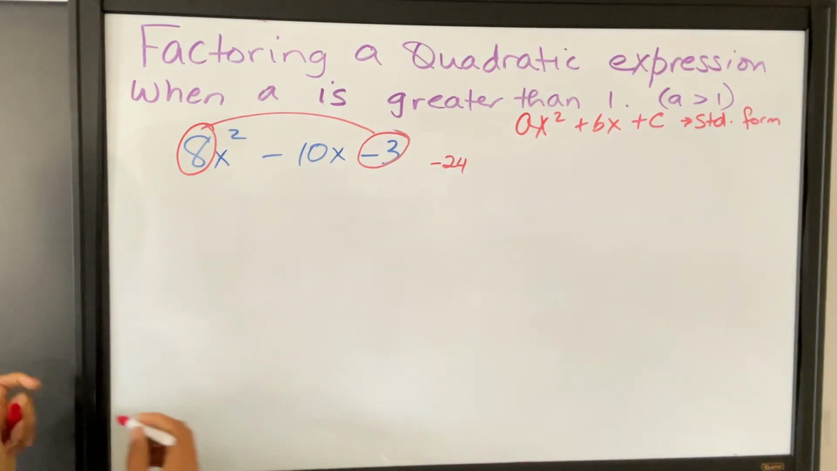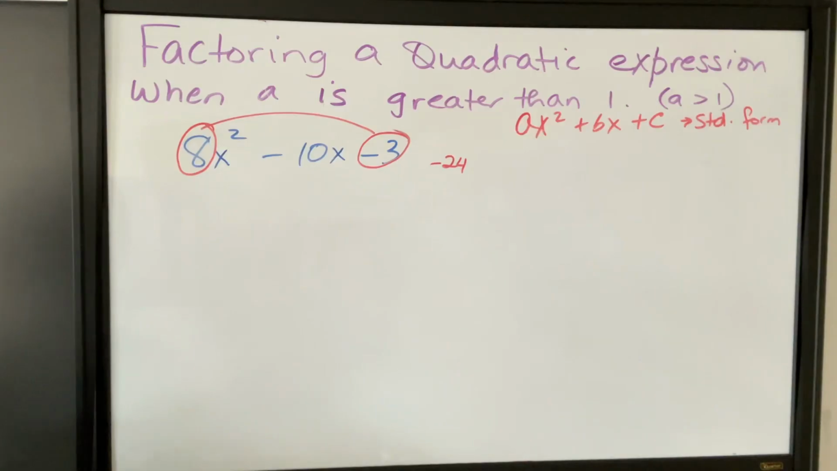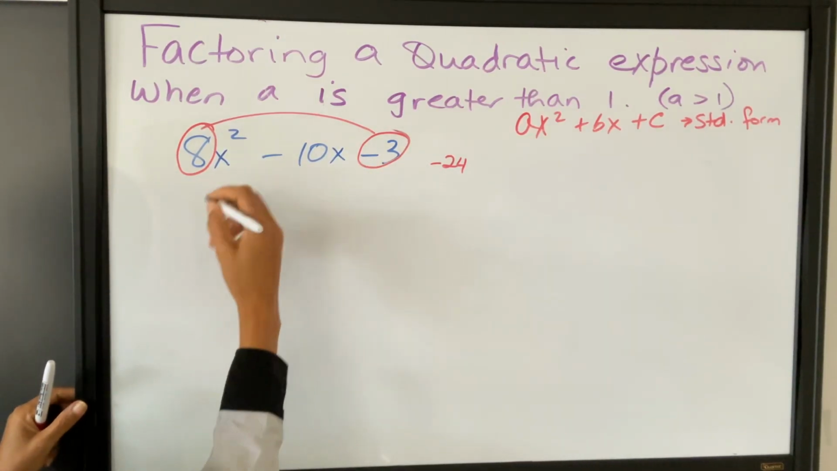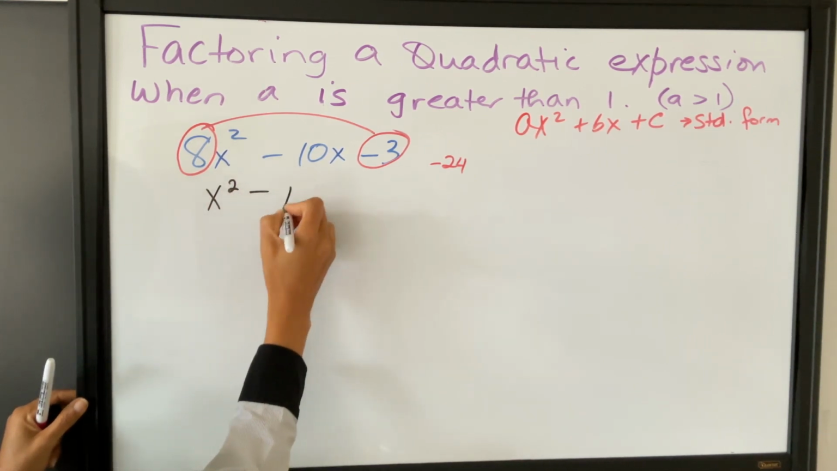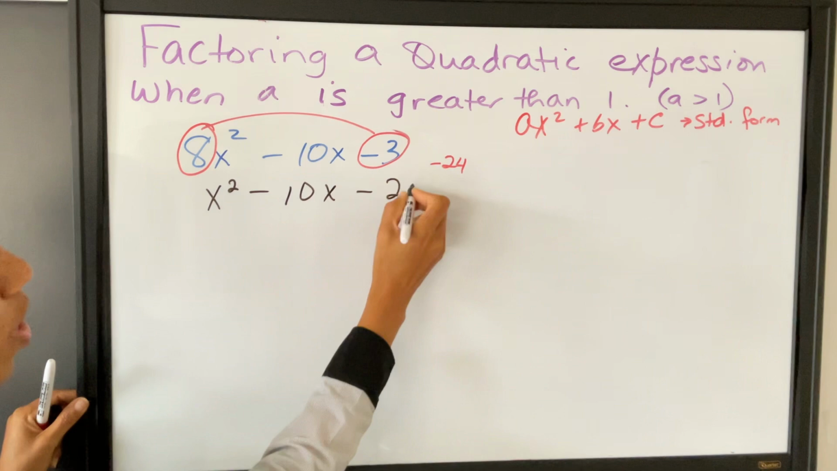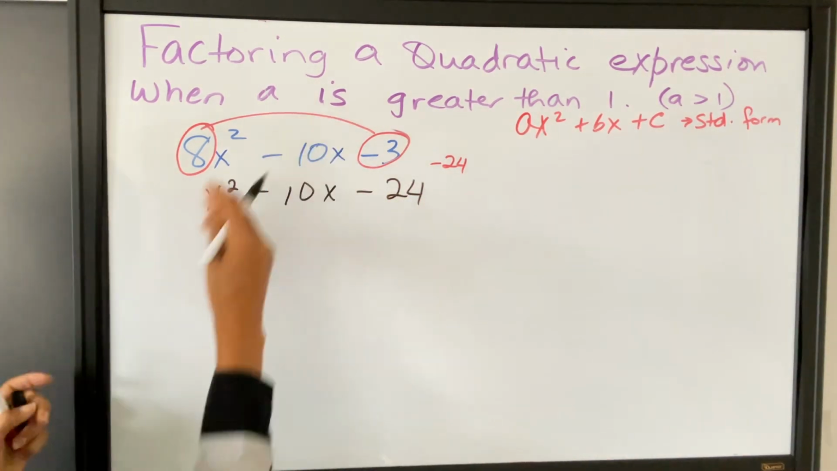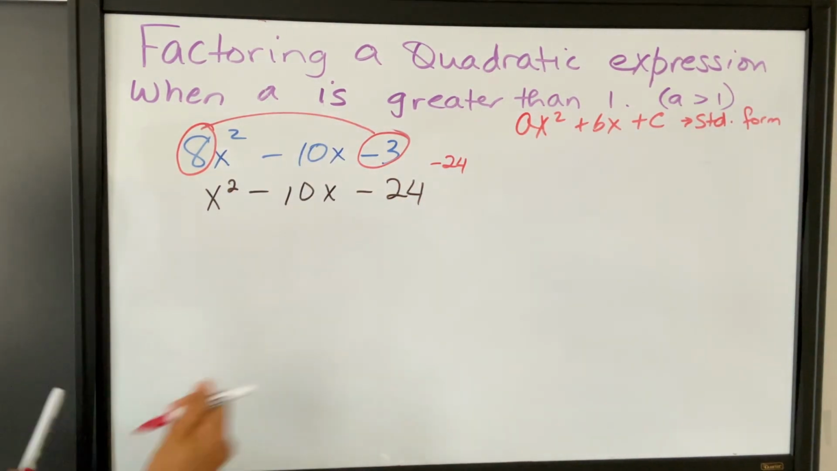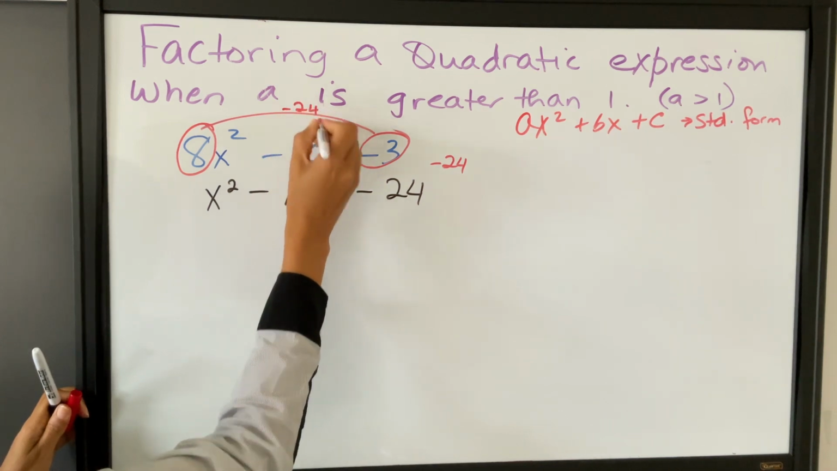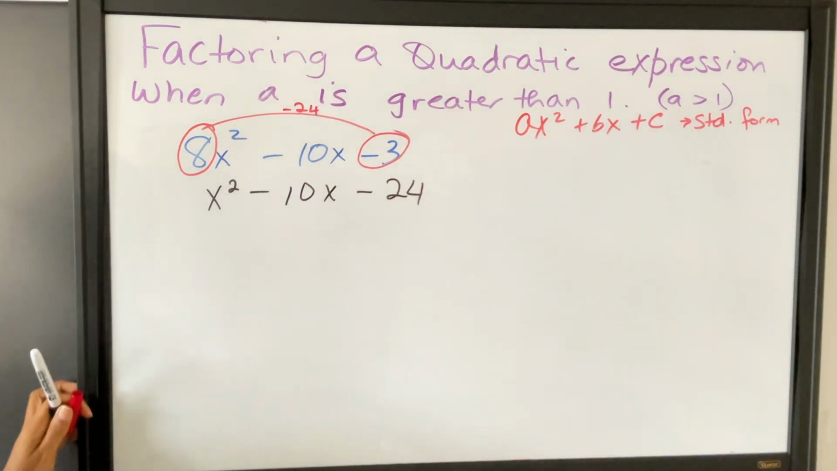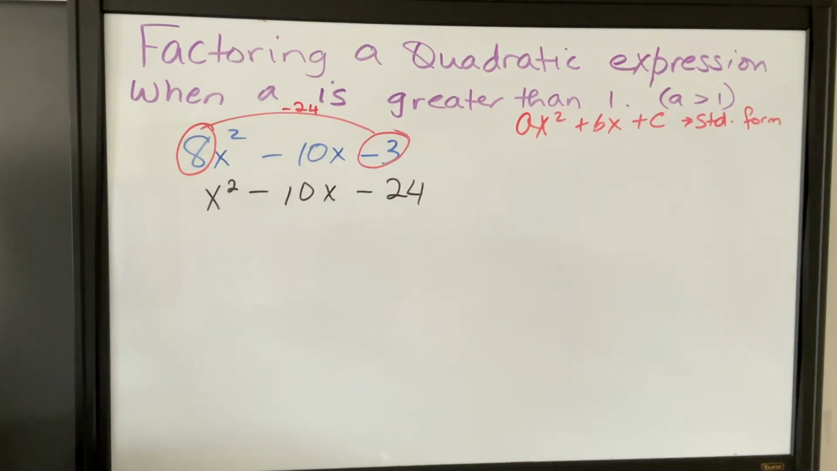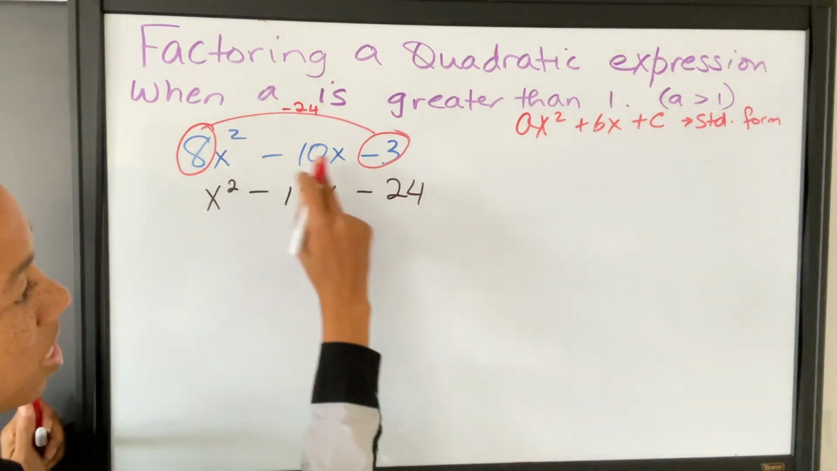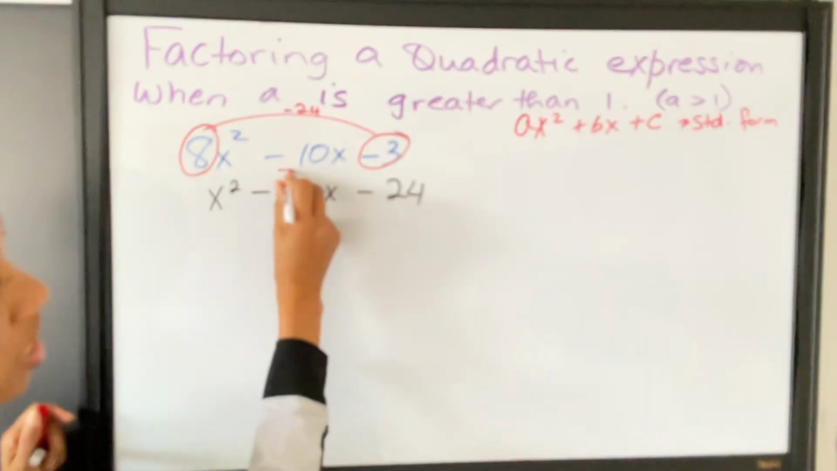Now what I'm going to do, I'm going to rewrite the expression without the a term. So I'm going to now have x squared minus 10x minus 24. I have my -24 at the top here. I can put it at the top, it doesn't matter if you don't want to put it here. Now the next step I'm going to do is find the factors of -24 such that when added is going to give me the middle term, which is -10.